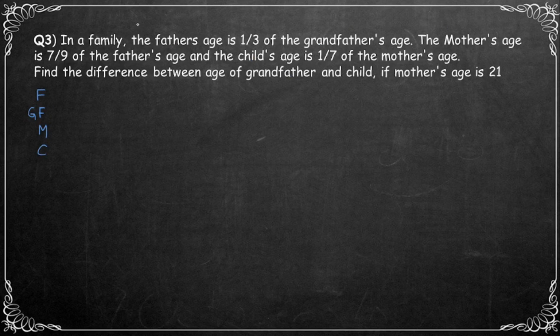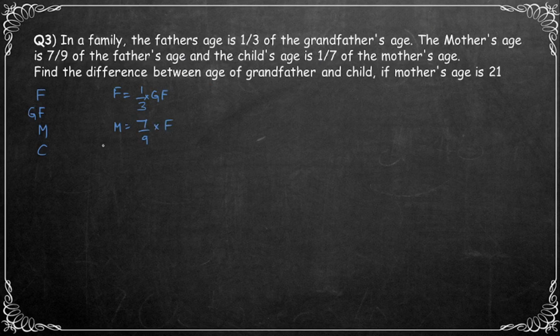So we'll form equations. Father's age is 1 by 3rd of grandfather's age, 1 by 3 into grandfather's age. Now mother's age is 7 by 9 of the father's age.